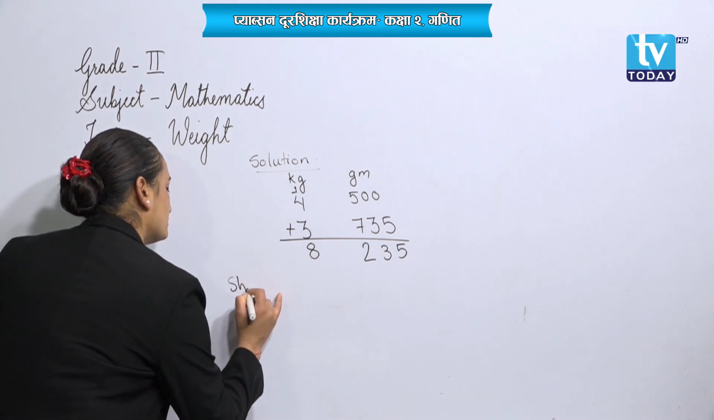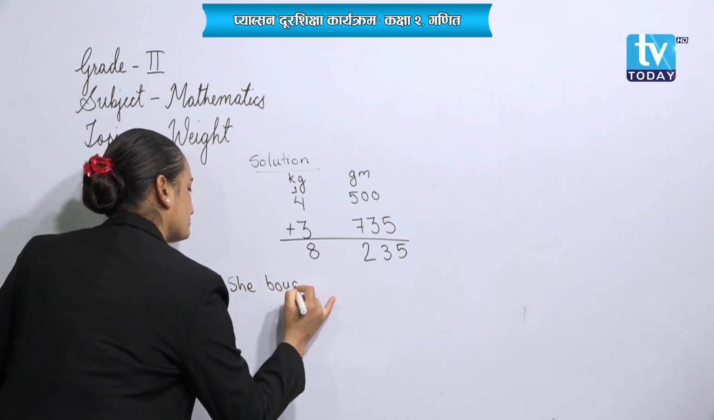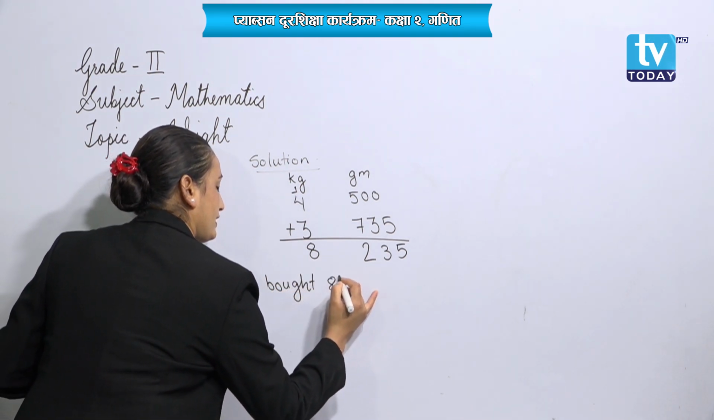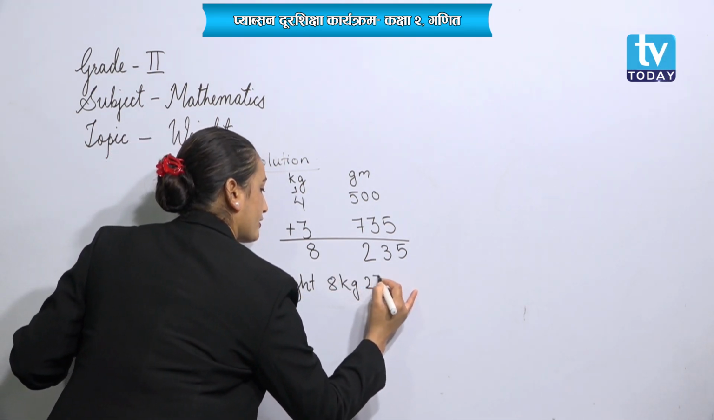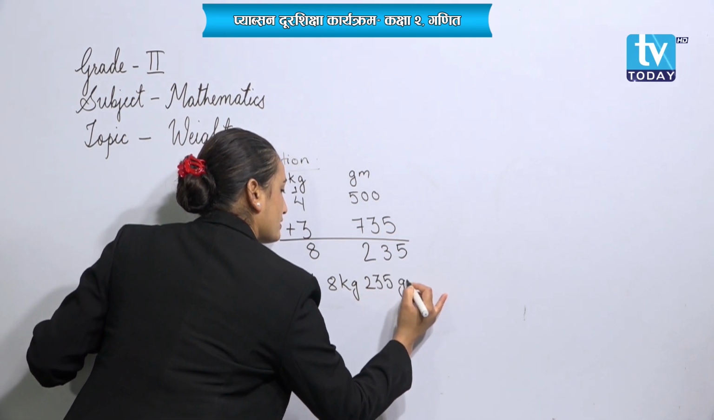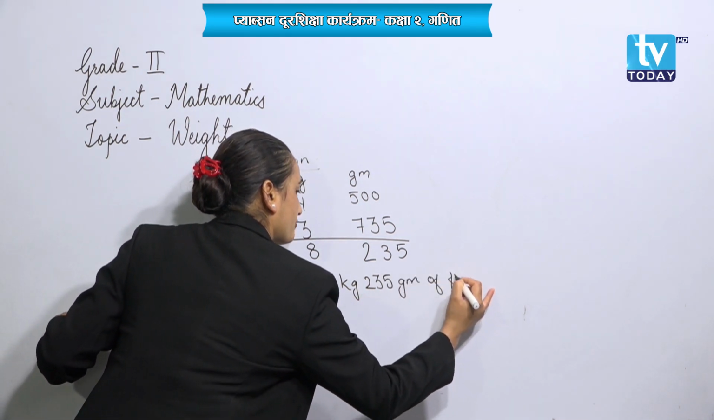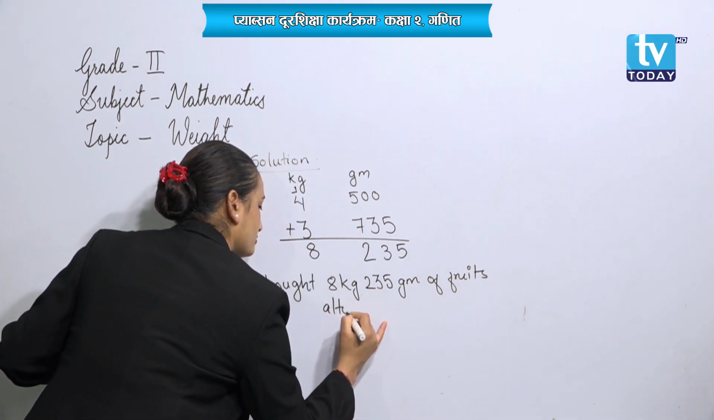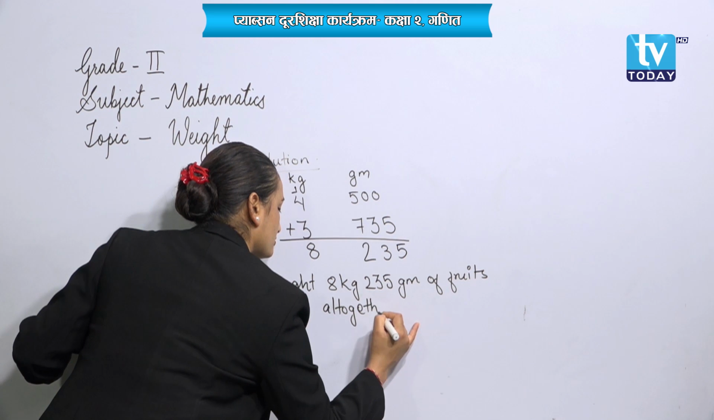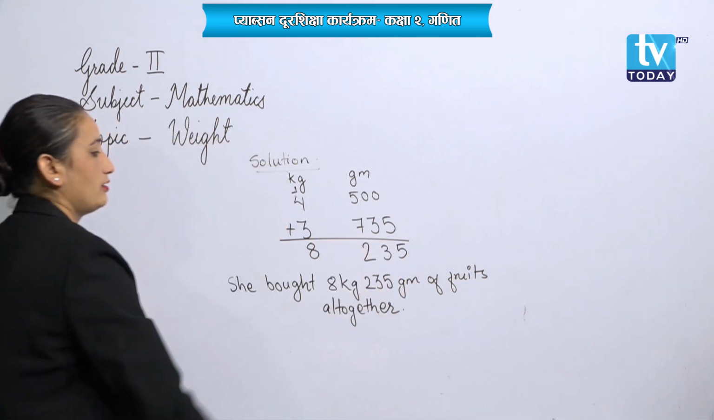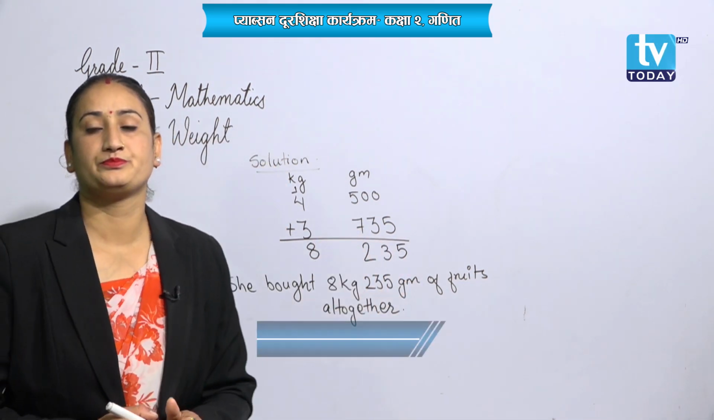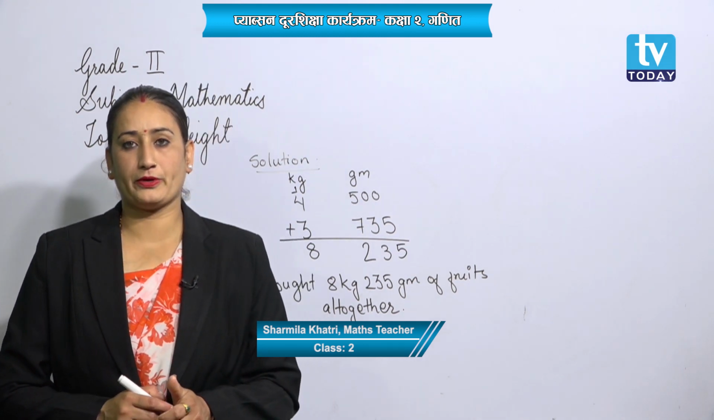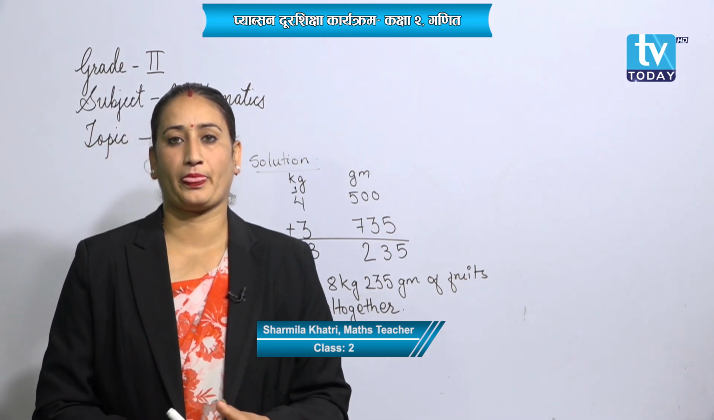She bought 8 kg 235 grams of fruits altogether. Can we write it this way? Okay, I hope you can write it, right students?